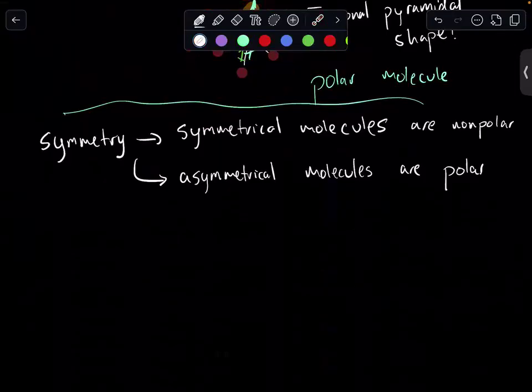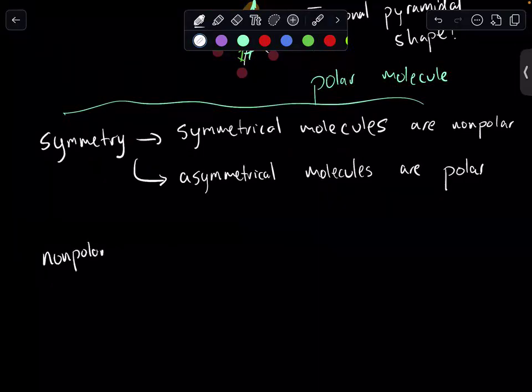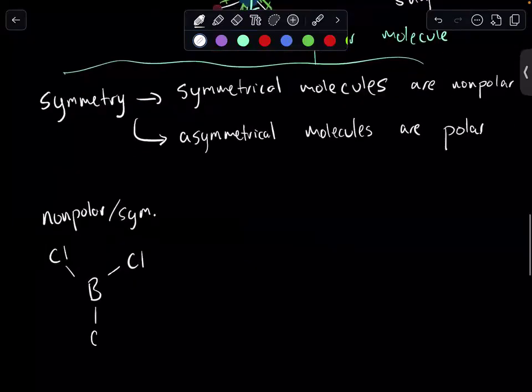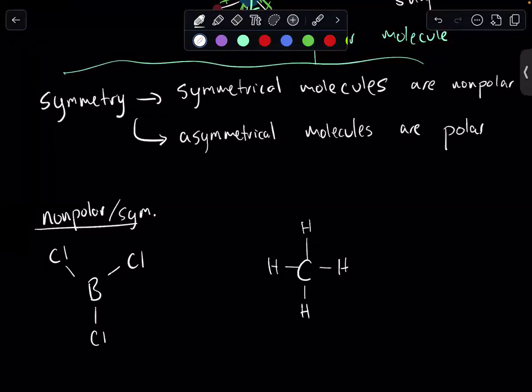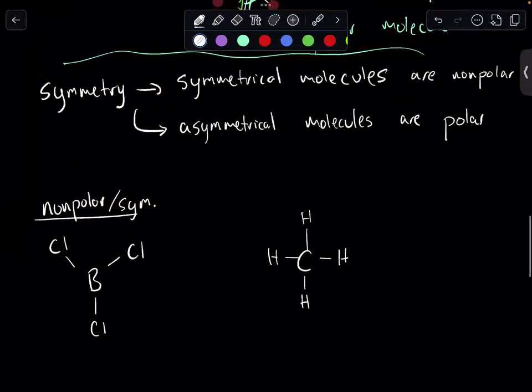We can look at a couple examples of symmetrical. So let's look at nonpolar or symmetrical. So boron trichloride, and I'm going to just draw the skeletal structure because I don't want to draw the lone pairs. This is symmetrical. It is nonpolar. We already saw carbon dioxide, but maybe like methane. Carbon tetrahydride, which is just methane, is also symmetrical. Even in the 3-dimensional shape, this is symmetrical. And I will show you that in a moment.